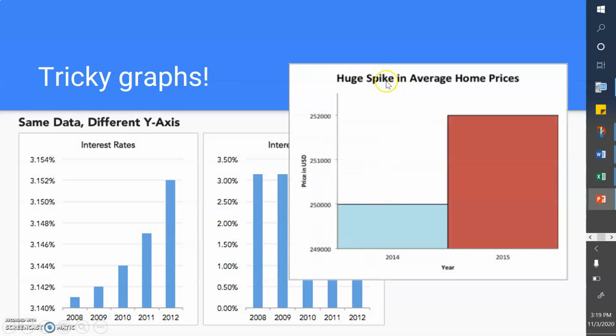This one says there's a huge spike in average home prices. Okay, well, from 2014 to 2015, whoa, that is a big difference. Okay, now wait, look at the numbers. 250,000, 252,000. That is only $2,000 difference. And in the scheme of 250 grand, 2,000 is a small amount of change. But this graph makes it look huge.